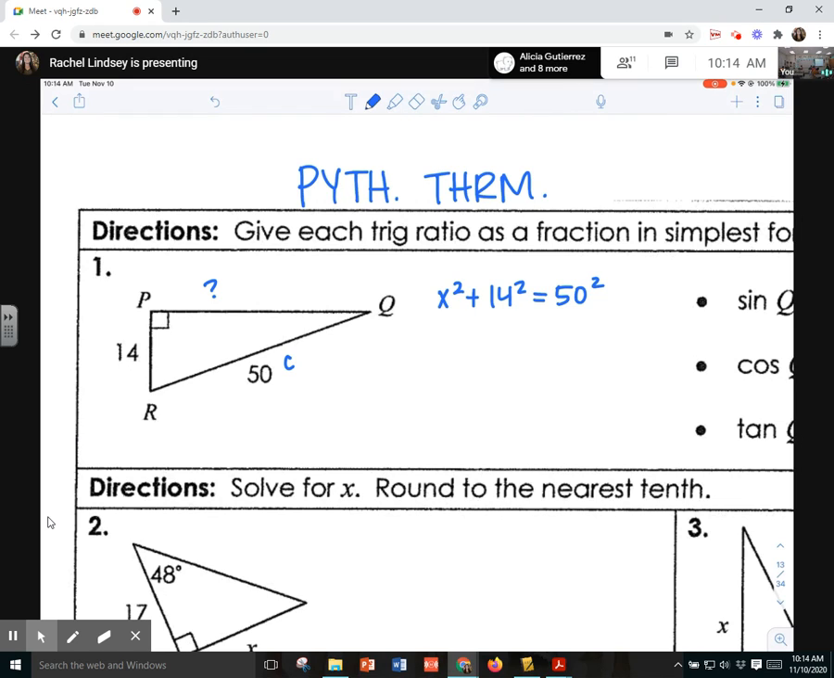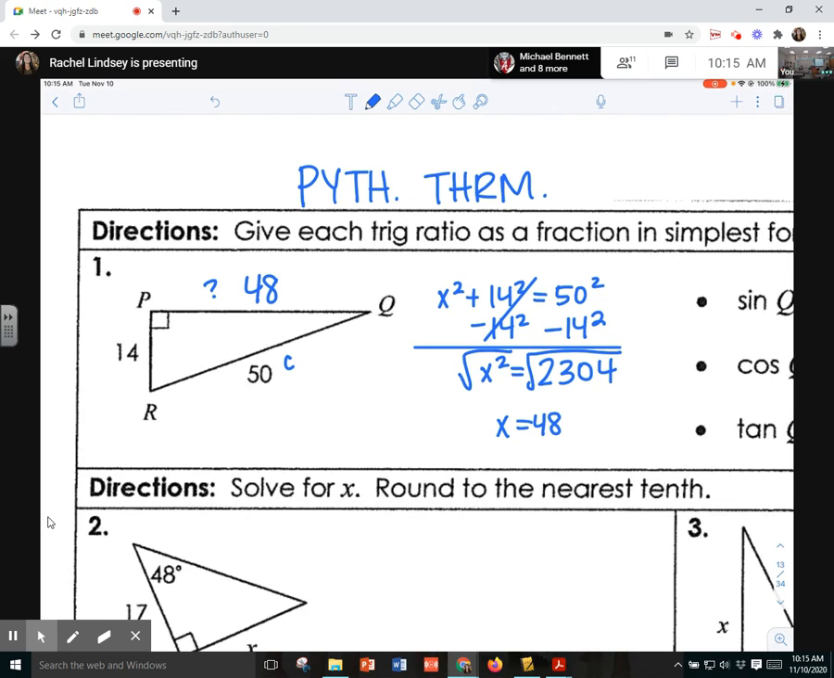Then I can subtract 14 squared from both sides. And I'd have x squared equals 2,304. And what is the square root of 2,304? 48. So that side right here is 48.